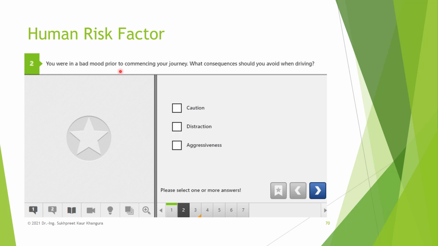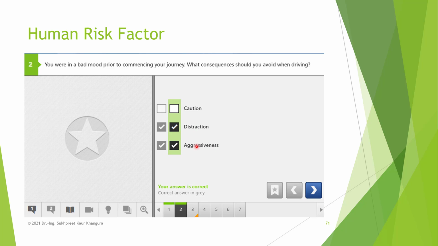You are in a bad mood prior to commencing your journey. What consequences should you avoid when driving? Caution. Caution means that you're going to be more attentive. Of course, you're going to be attentive, but you're not going to avoid it. So this option is wrong. Distraction. This seems to be right. You should avoid distraction. You should focus on the driving. You should not feel aggressive while driving because if you're having such kind of emotions, it's not a good idea to drive. The last 2 options are the correct ones.